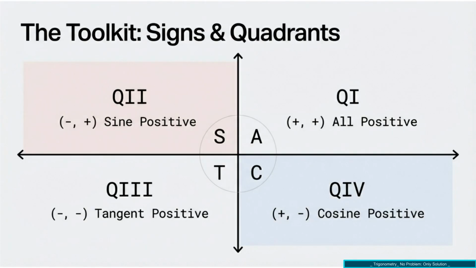Understanding signs and quadrants is crucial. The mnemonic "all students take calculus" helps remember which functions are positive in each quadrant. Quadrant 1, all are positive. Quadrant 2, sine is positive. Quadrant 3, tangent is positive. Quadrant 4, cosine is positive.